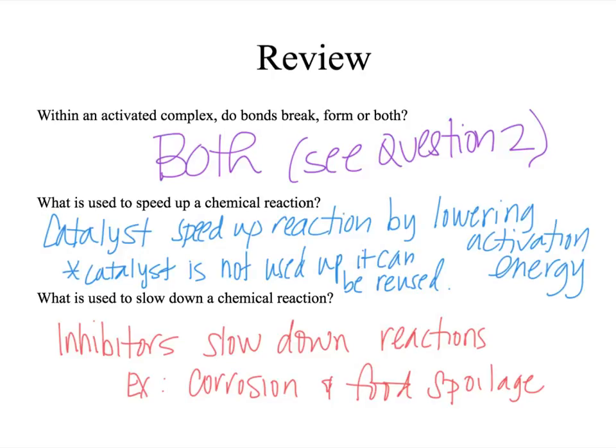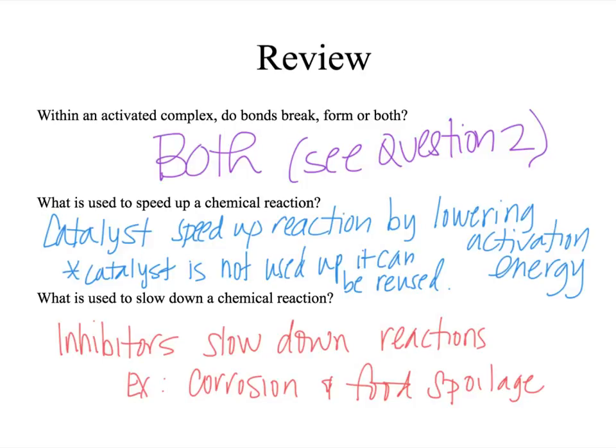Then we have, what is used to speed up a chemical reaction? And remember, when we're speeding up a chemical reaction, that is a catalyst. The catalyst will speed it up by lowering the activation energy. And I need to make sure you understand that when we have a catalyst, it is not being used up in the reaction. We actually could reuse that catalyst. A lot of times it'll be cleaned up and regenerated and can be reused, which makes it cost efficient when you're doing it in production at manufacturing facilities.